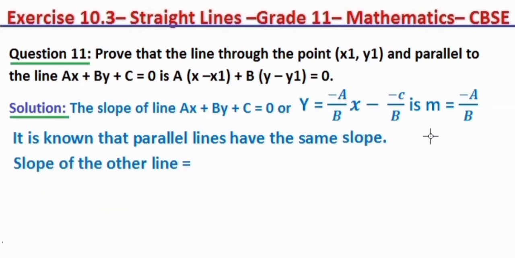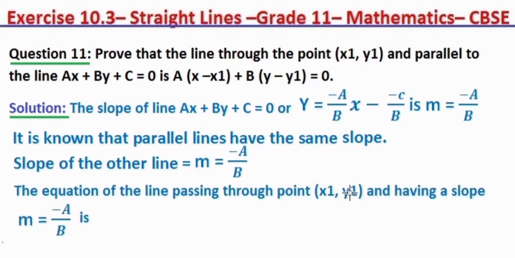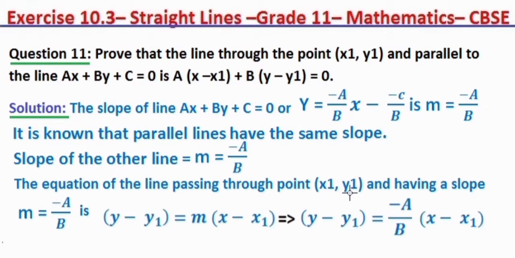Now we know the slope and we know the point (x1, y1). Then we can easily find the equation of the parallel line through the point. The formula is y - y1 = m(x - x1). This is the general formula. Here y1 is y1 only, x1 is x1 only, but m is -a/b. Now transpose b to this side. Then we get b(y - y1) = -a(x - x1).